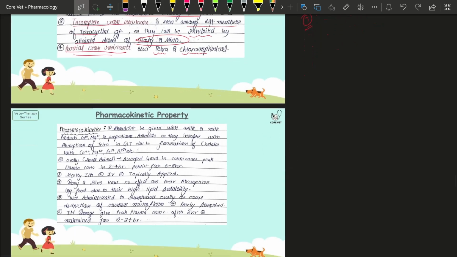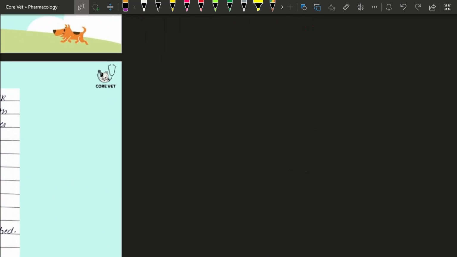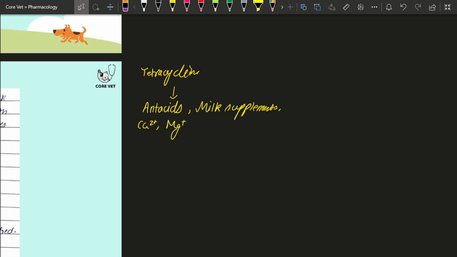Moving towards the pharmacokinetic properties. It's quite important about the tetracycline, the very first point: while you are prescribing the tetracycline, you should also tell that you should not take antacids. You should not take any milk supplements, any milk compound, any source of calcium ion, any source of magnesium ion, etc. Why? Because these compounds have a tendency to chelate the tetracycline.